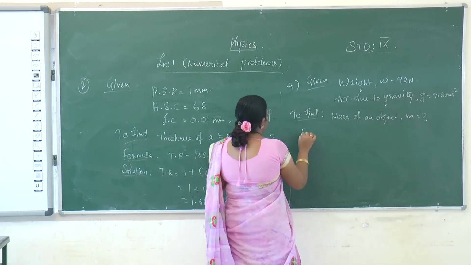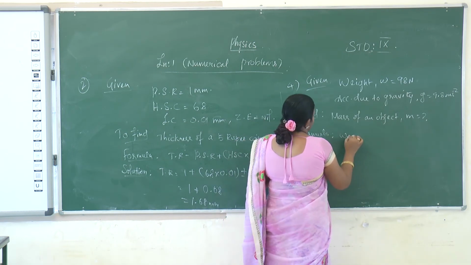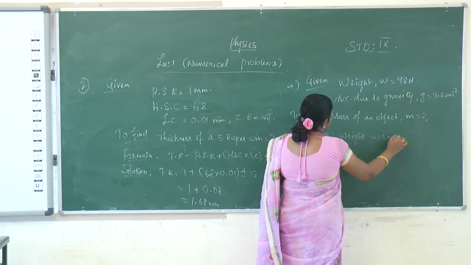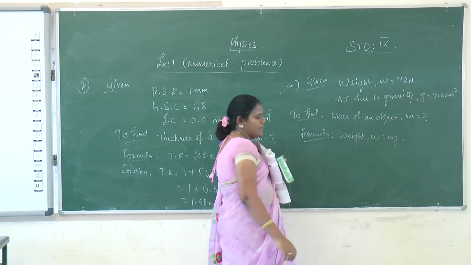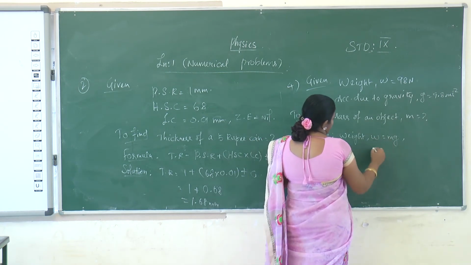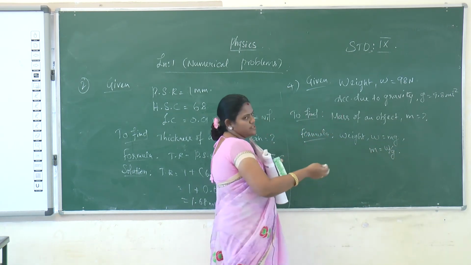What's the formula used in this problem? Formula: weight W is equal to m into g. Then we want m, so m is equal to W by g. This is the formula that will be used in this problem.